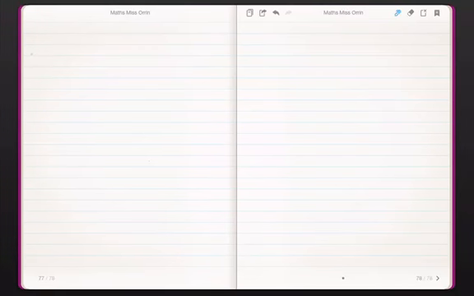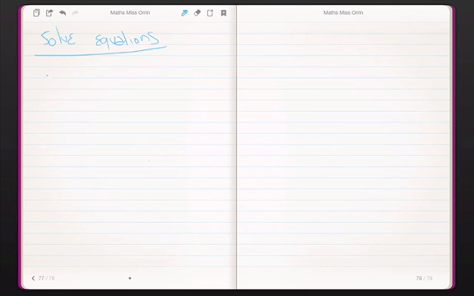Hello Year 7s, this time we're going to talk about how to solve equations, okay? So we're going to use our algebra skills to do this, equations. For example, let's say that we had something that looked like this, 2m plus 3 equals 9, okay?